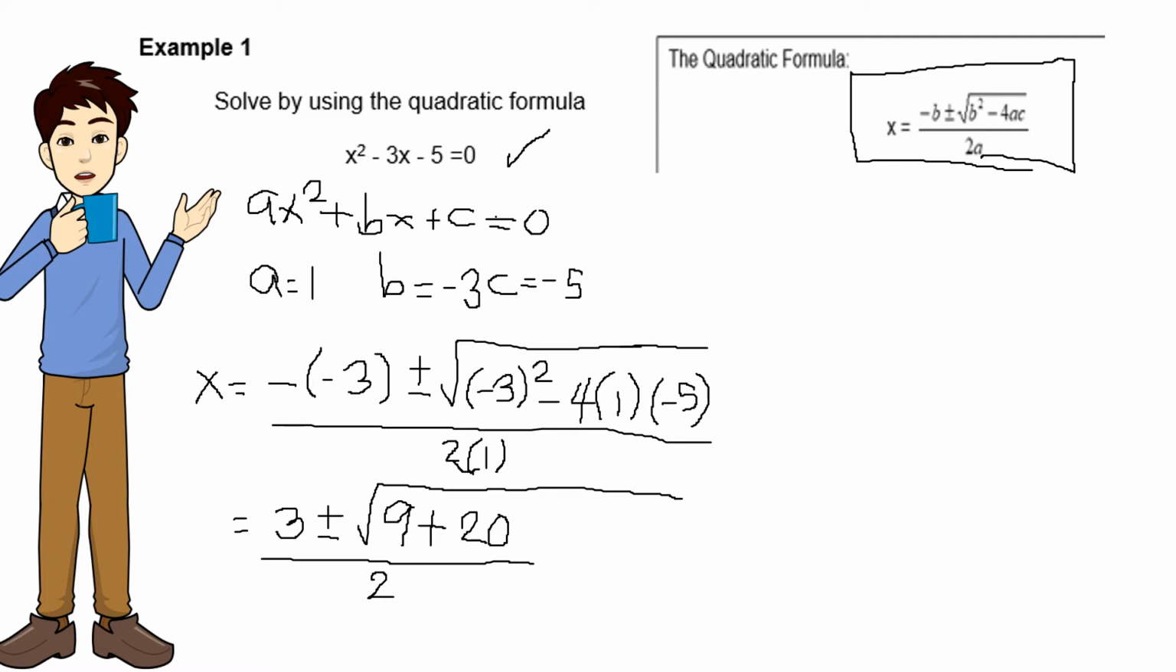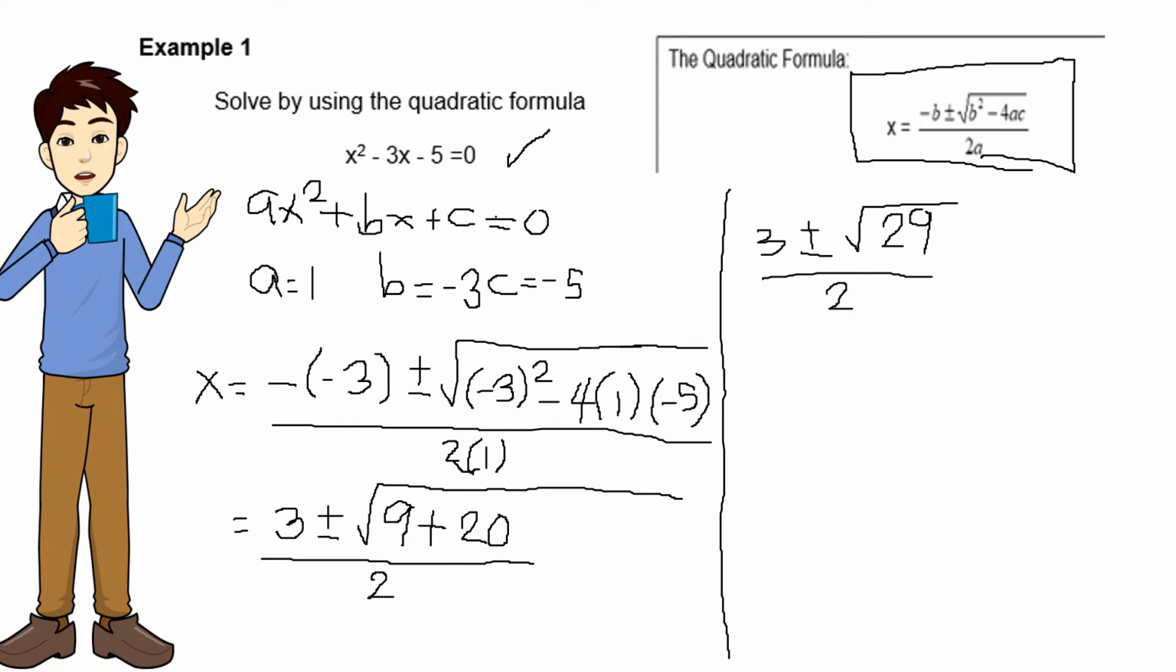Then next, we have 3 plus or minus, solve natin yung sa loob ng square root sign. We have 9 plus 20, the answer is 29, all over 2. Okay, so check natin, square root of 29.